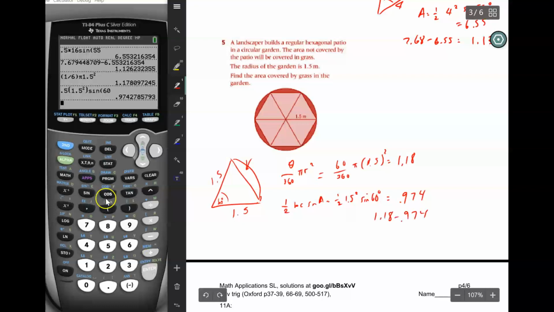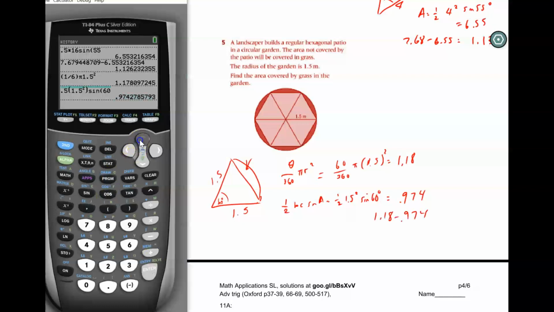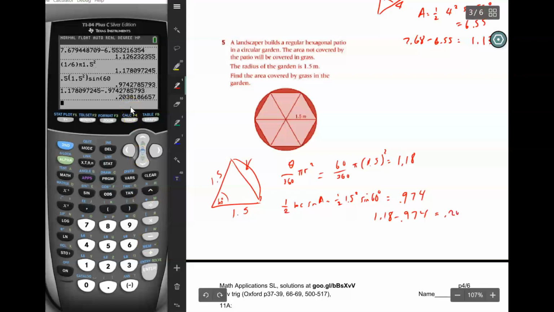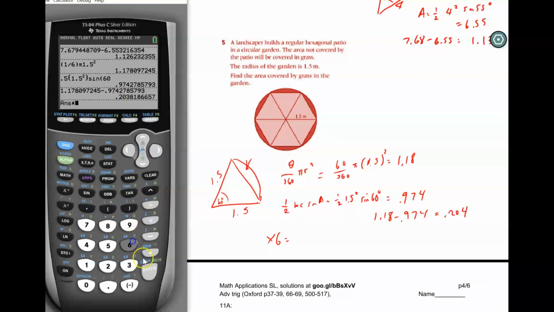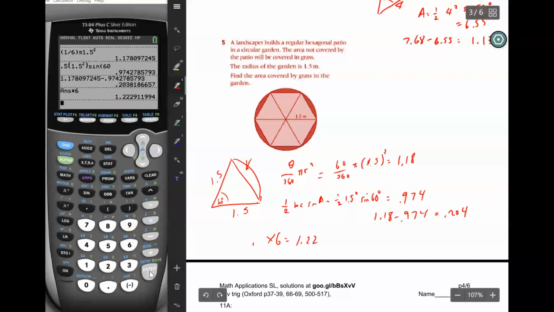And that's going to be 1 crust, and I need to multiply that times 6 in the end, right? So my crust is 1.18. And I'm going to subtract, or that's not my crust, that's the whole pizza piece. And then this is subtracting the non-crust part, and the crust part is 0.204. And then I multiply that times 6 to get the entire area covered by grass, which would be 1.22. That's it. That's it for page 3.